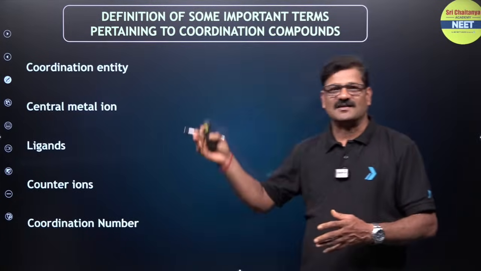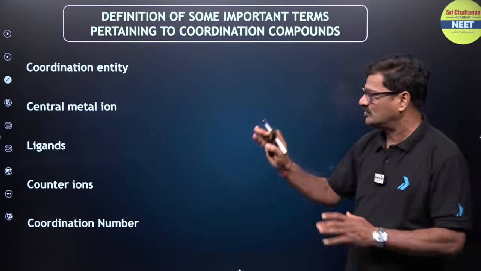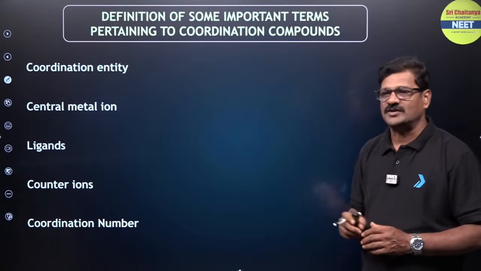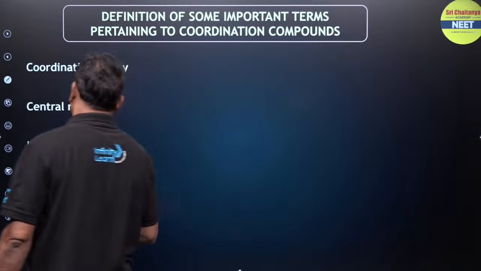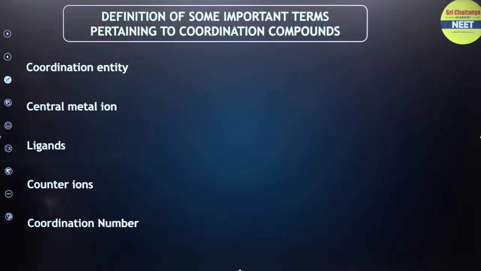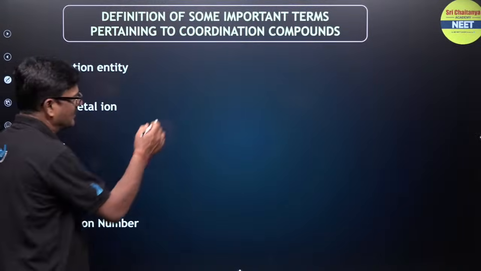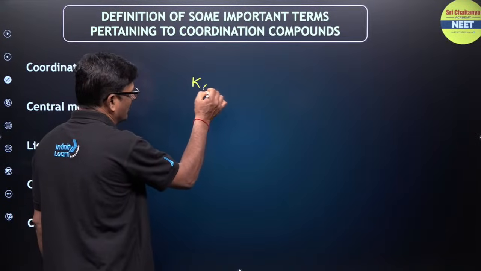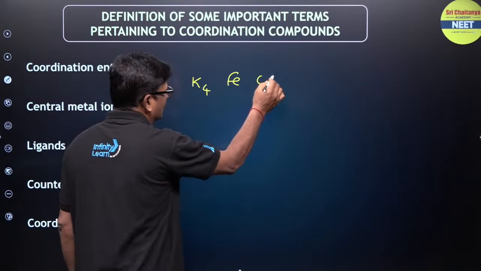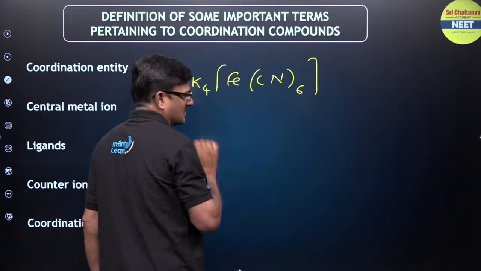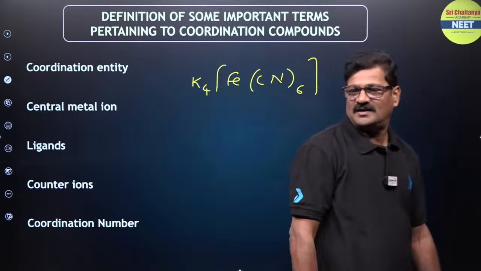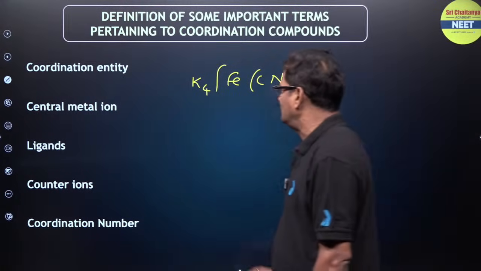Now let us see, these are the topics and terminologies you need to know: coordination entity, central metal ion, ligand, counter ions, coordination number. Take a very famous compound, K4[Fe(CN)6]. It's a complex compound, potassium ferrocyanide. Let us identify the parts of this.